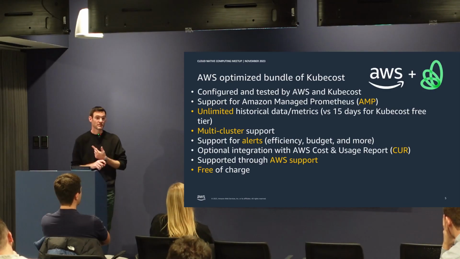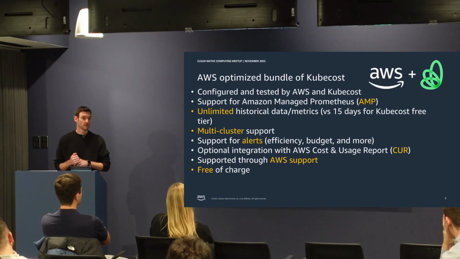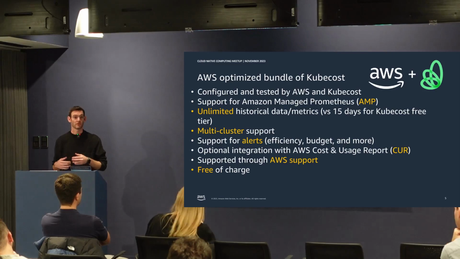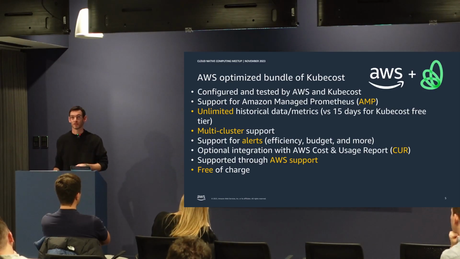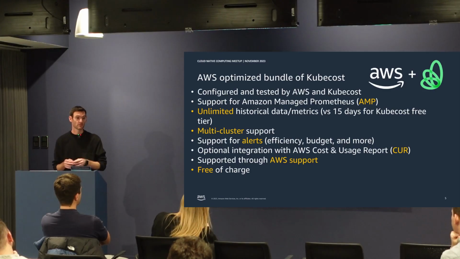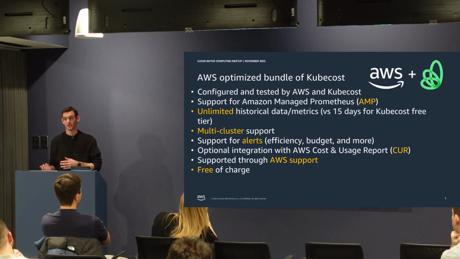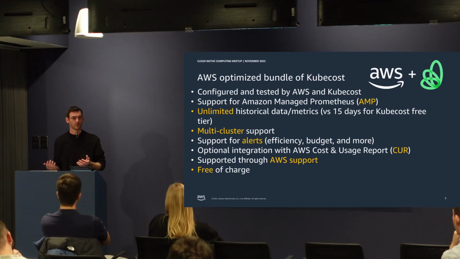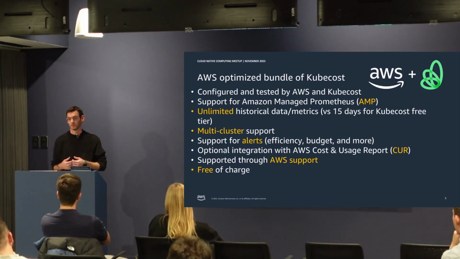So first, this bundle is optimized for AWS. It was tested by AWS and by Kubecost to be optimized for Amazon EKS. Then it supports Amazon Managed Prometheus, a managed service on AWS for running a Prometheus server. It scales automatically, and you deploy it automatically too. You don't need to invest too much time to deploy it.